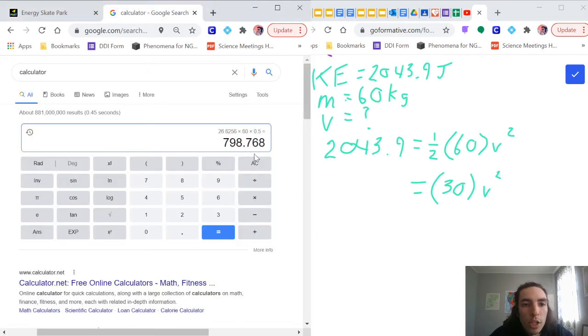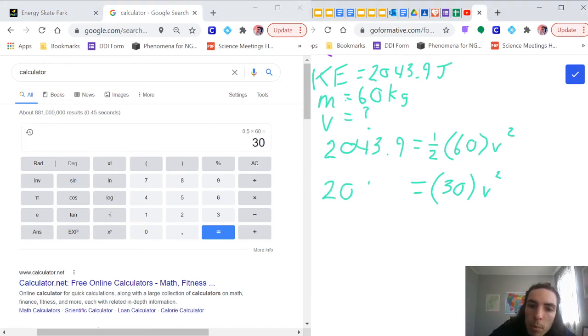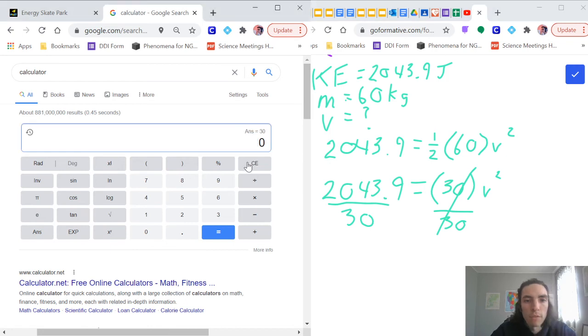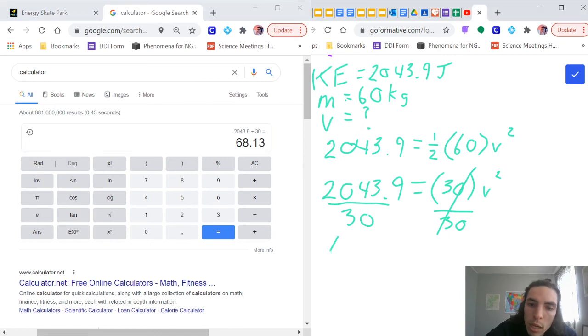And if I were not sure, I could, of course, come over here and do 0.5 times 60, and that does give us 30. Bring down our energy, 2043.9, which still isn't changing. We haven't done anything with that yet. Now, right now, our v squared and 30 are being multiplied by each other, so let's divide this on both sides by 30. Those will cancel out, and let's see what that gives us over on the other side. So 2043.9 divided by 30, that gives us 68.13 equal to v squared.